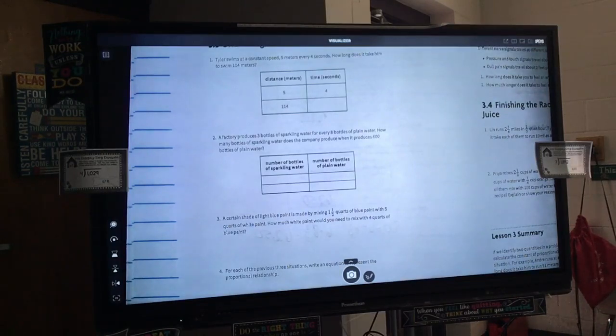Are you about 114 divided by 5 minus 5? I got 22.8. I was working ahead. The answer's 8. Unit rate is 8.